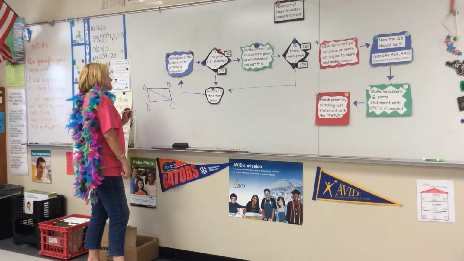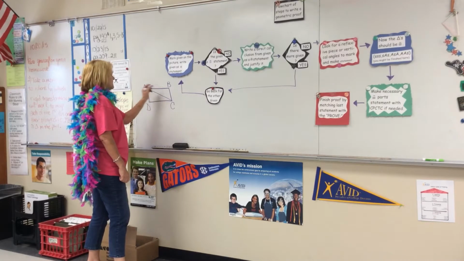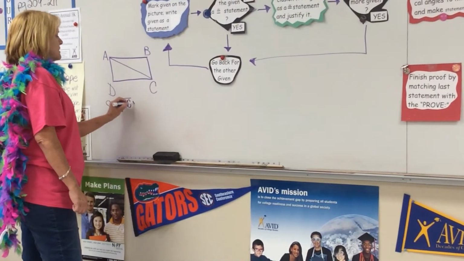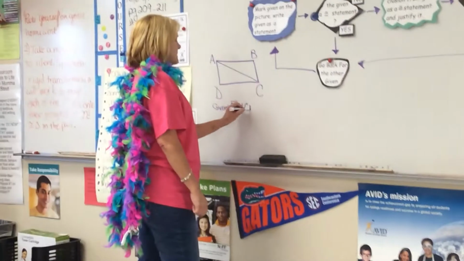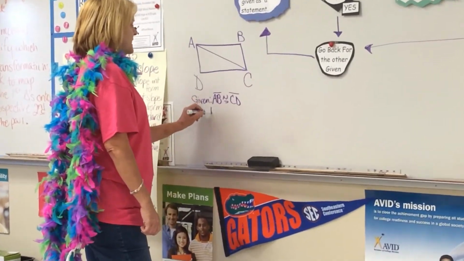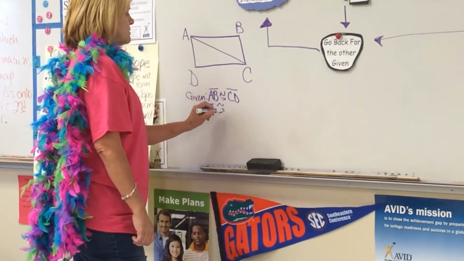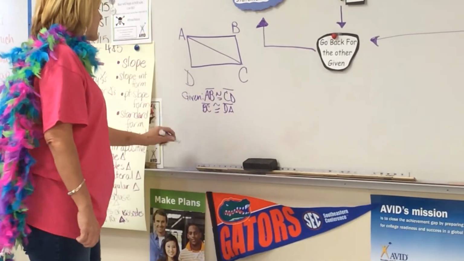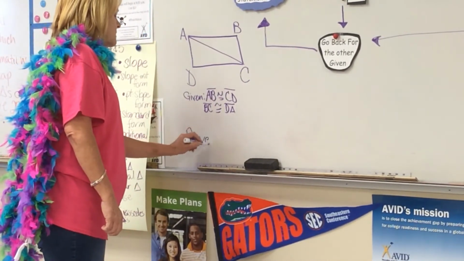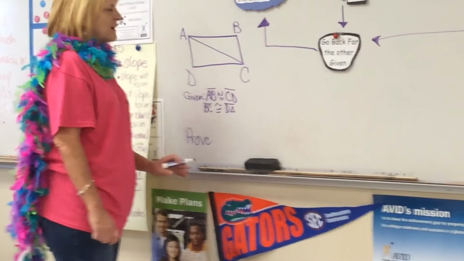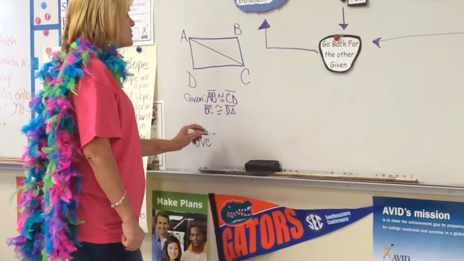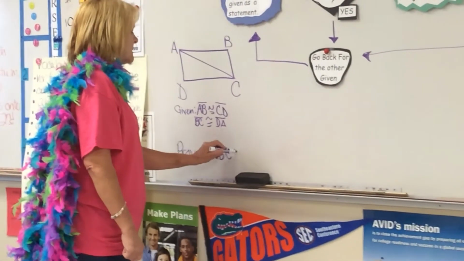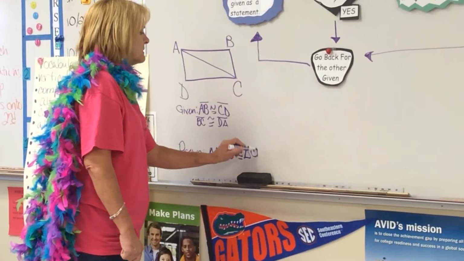So I'm going to give that AB is congruent to CD, and BC is congruent to DA. Now that's my given. I eventually want to prove, this is going to be so easy peasy, you're going to go, oh my God, I have to think through that? No, you don't have to think. You can almost do this in your sleep. You're going to prove that triangle ABC is congruent to triangle CDA.